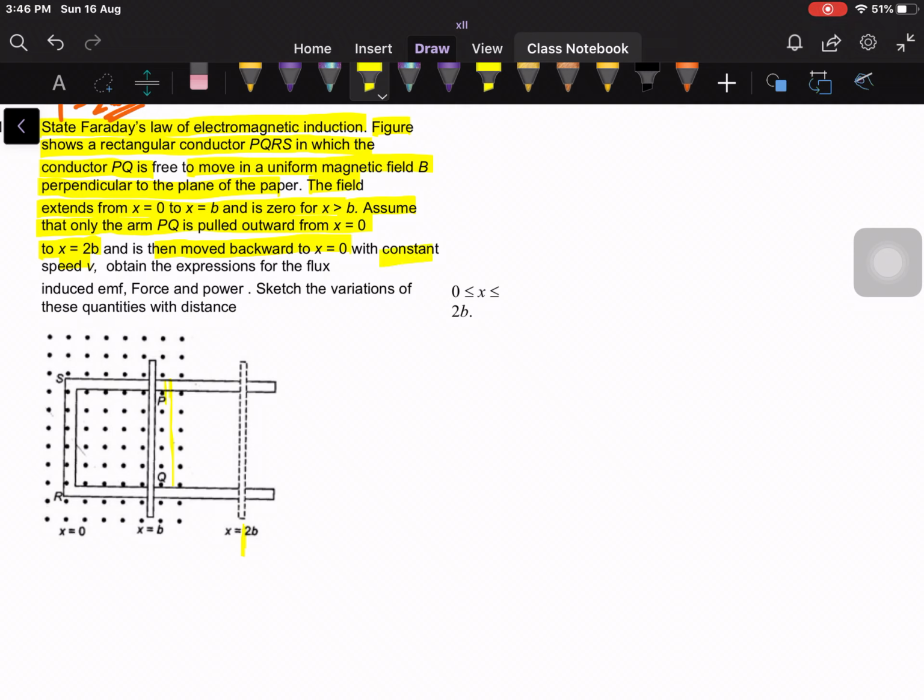with constant speed v. Obtain the expression for flux, induced EMF, force and power. How many things do we have to calculate? Flux, induced EMF, force and power, four things. And then sketch the variations of these quantities with distance, that is, from x less than or equal to 0, to greater than 0, to less than or equal to 2b.